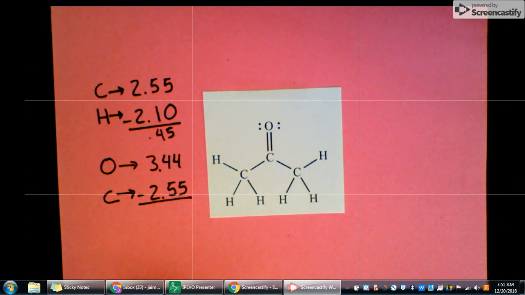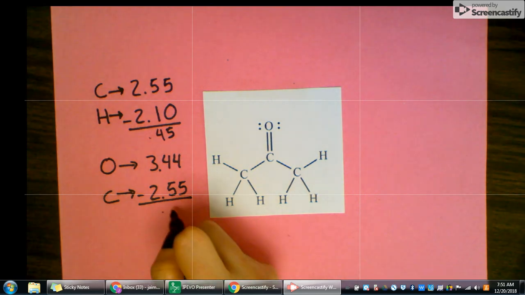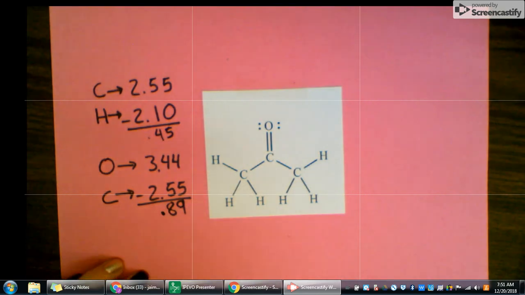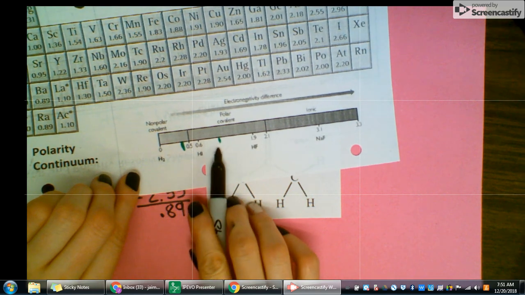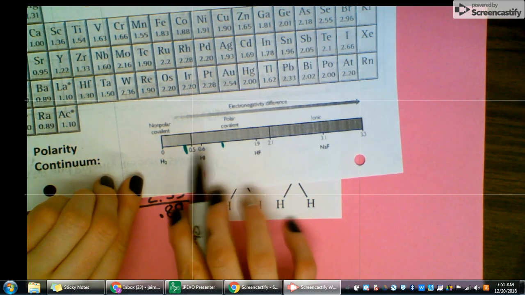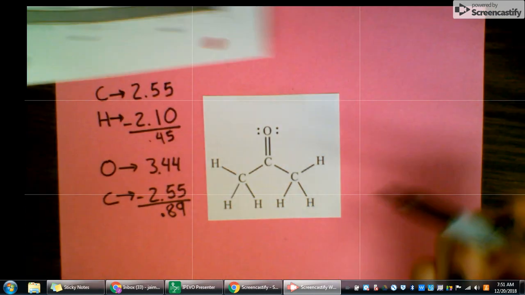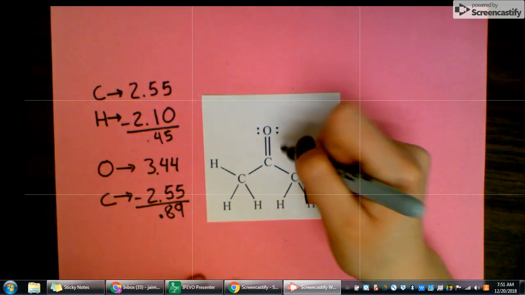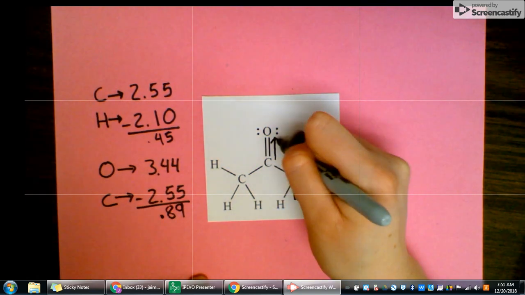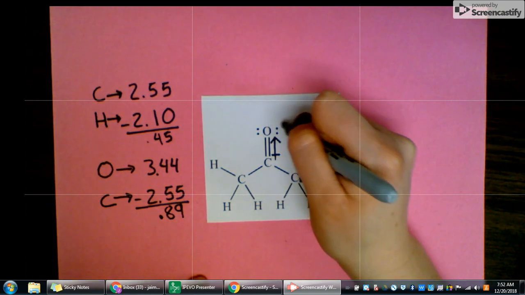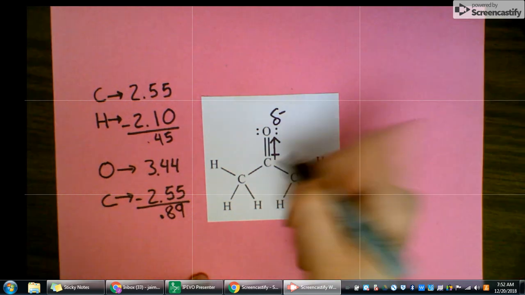If we calculate the difference, 3.44 minus 2.55, we are going to get a difference of 0.89. 0.89 puts us about here on the electronegativity difference scale, this polar continuum, and that's going to put us at a polar covalent bond. So this bond right here is polar. And I'm going to go ahead and add a dipole because oxygen has a higher electronegativity than carbon.